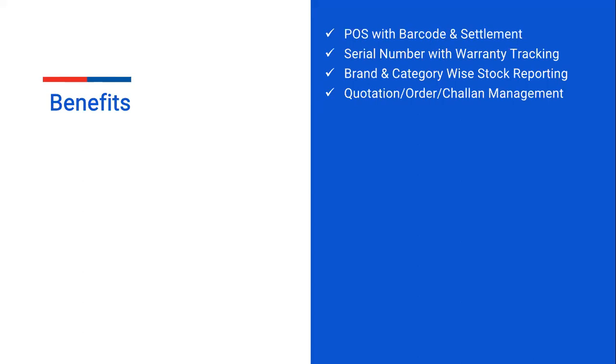That is the process we can manage. Quotation reference can be adjusted in order. Order reference can be adjusted in challan. Challan reference can be adjusted in invoice. That is your sales invoice in Busy. So these are the features we can manage in Busy: quotation, order, and challan management.